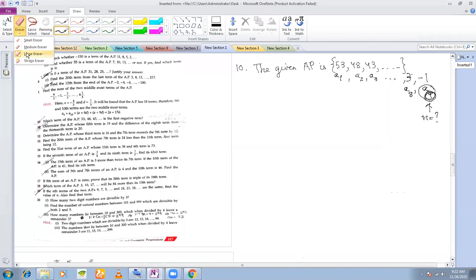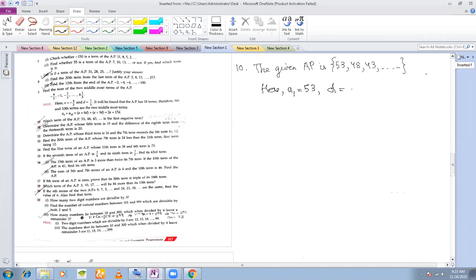Let us assume, if we don't know, that let an be the first negative term of the AP. And before that, let us first write down the first term and the common difference. Here a1 is 53, the common difference d is 48 minus 53. Just for precaution's sake, when you are subtracting 48 minus 53, please do the mental subtraction of 43 minus 48 also, and check whether you are getting the same -5 or not.